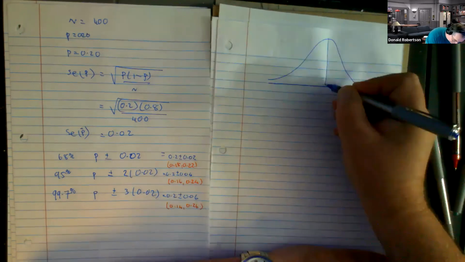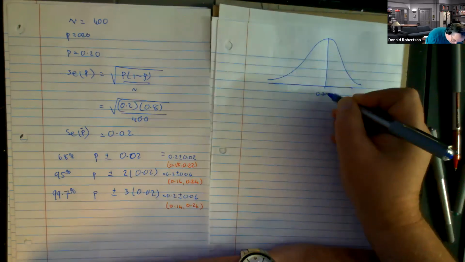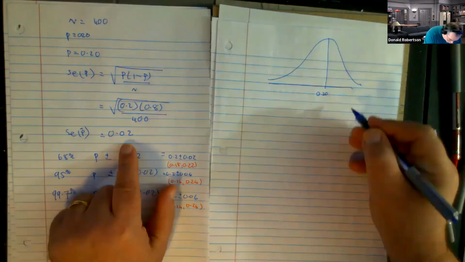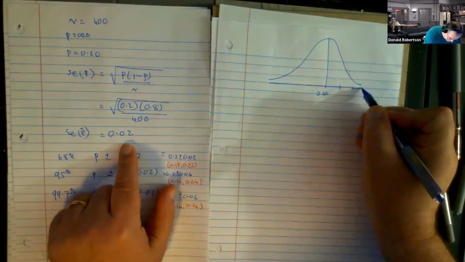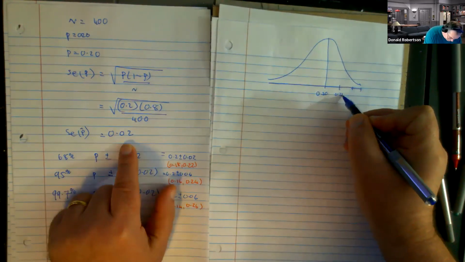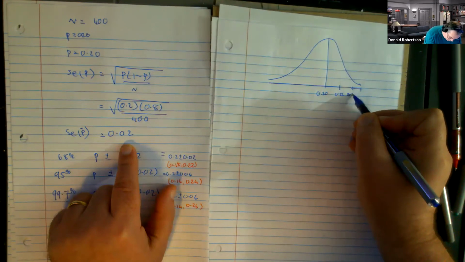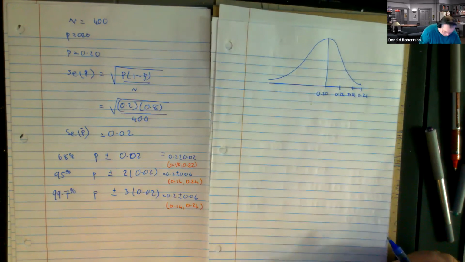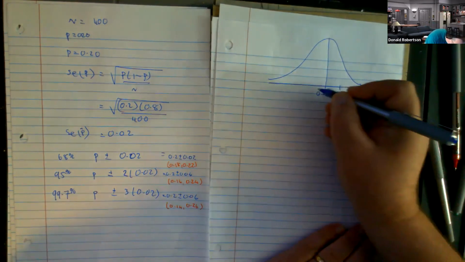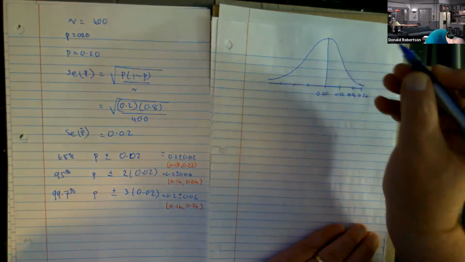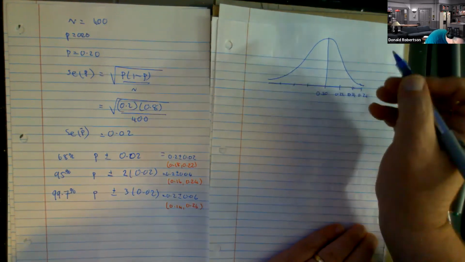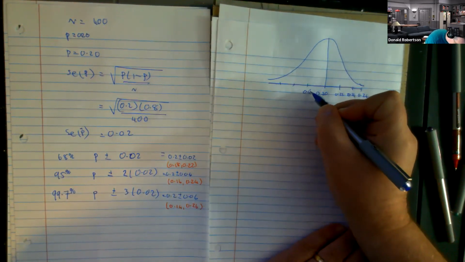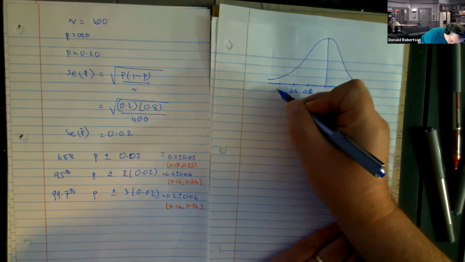Right in the middle is 0.2. And then 1, 2, 3 standard deviations. That gives me 22, 24, 26. Okay. And then 1, 2, 3 go on the other side. So just for completeness, 18, 16, 14.